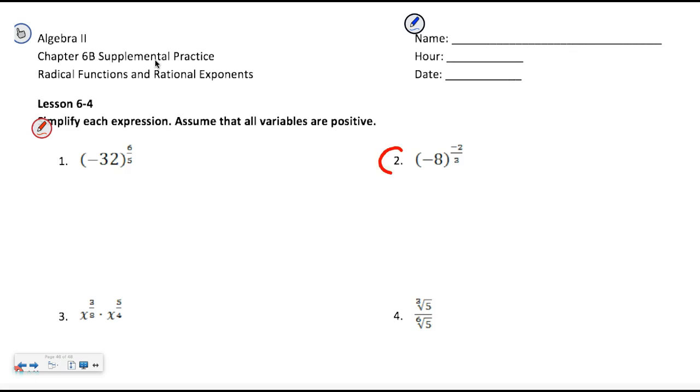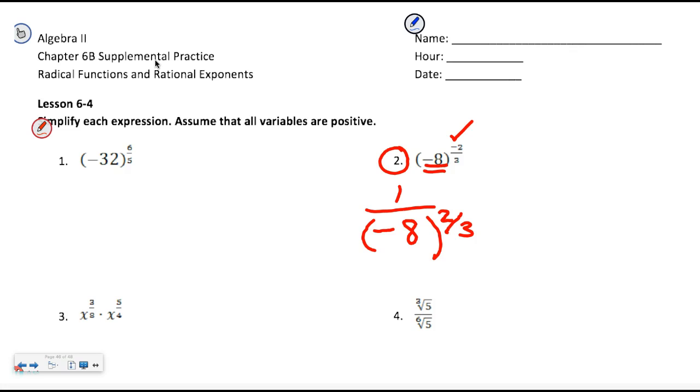In particular, we're going to look at number 2 because number 2 can be tricky. Remember what we do when we have this negative exponent. We take whatever's in the parentheses, which in this case is a -8, and we flip it. So we go 1 over -8. And then we raise it to the positive 2/3. So that's the first step you would do for that one.